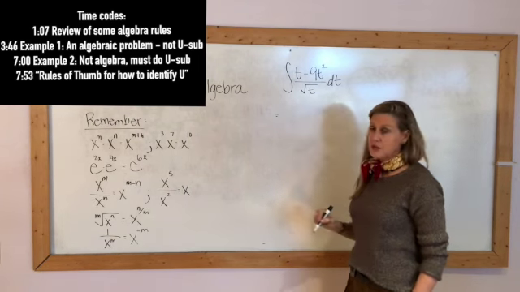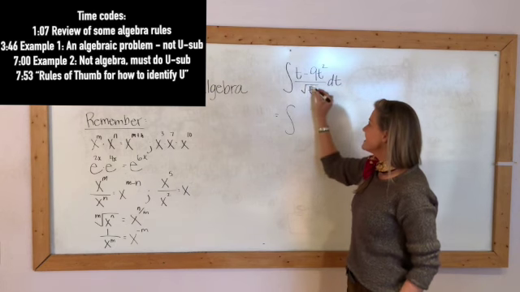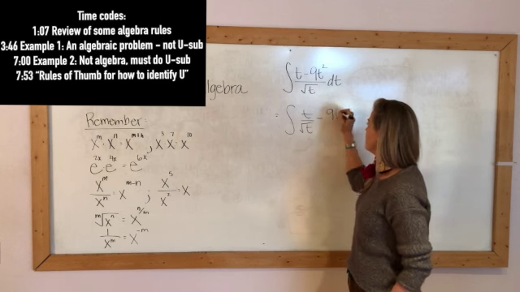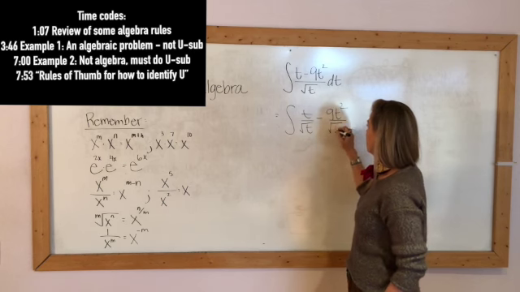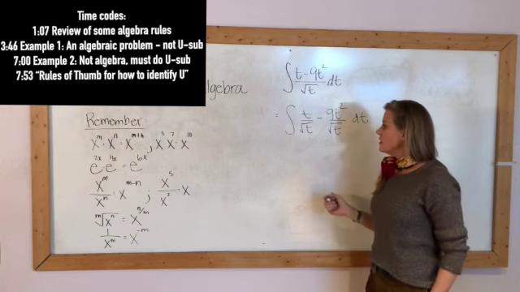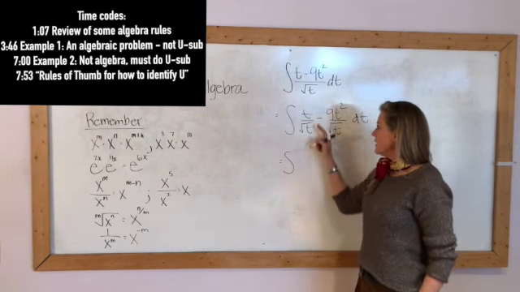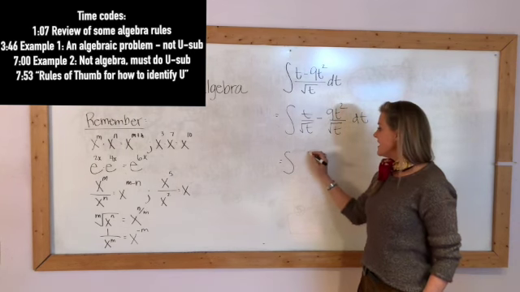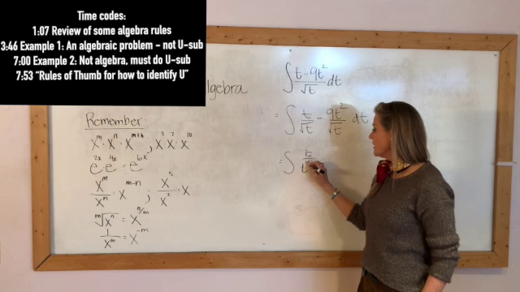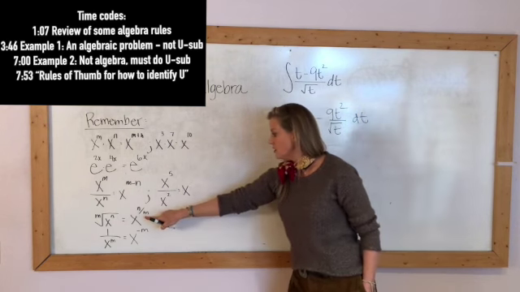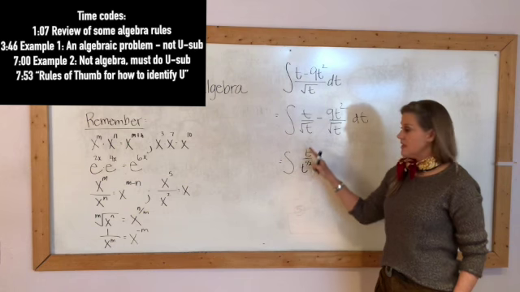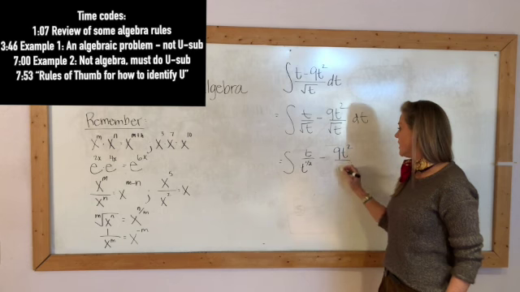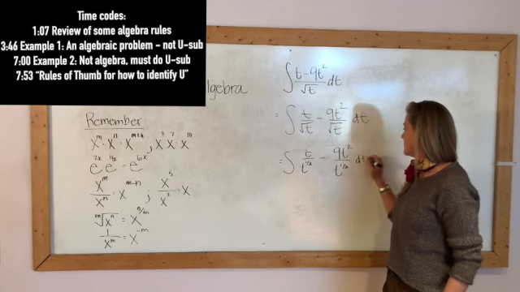So what I can do algebraically is split this up into two separate fractions, and I can write it like that. Now this t has an exponent of 1, and this t, if I want to, I can rewrite using this rule. Instead of writing root t, I can write it as t to the 1/2. And same thing over here. This is 9t squared over t to the 1/2 dt.